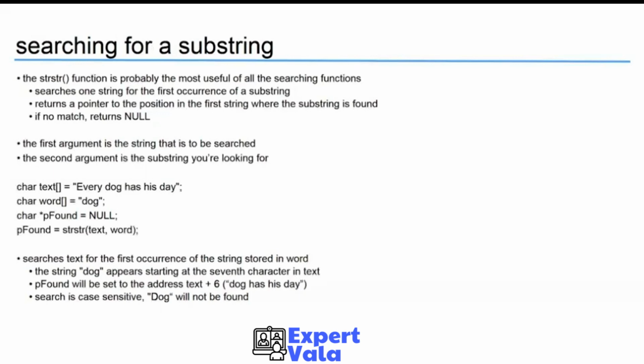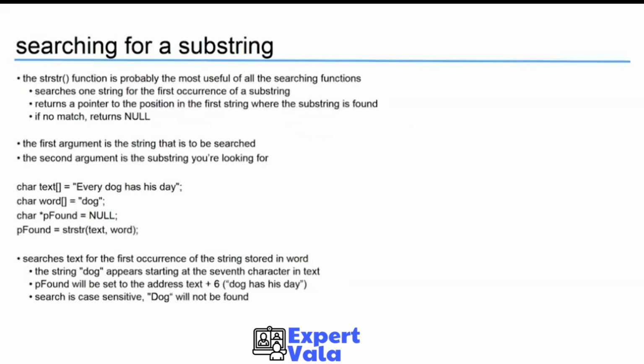So p found is going to be dog has its day, and also be careful because the search is case sensitive. If you actually provided a capital dog, you are not going to find anything. It's only going to look for the correct case, but this is used to find substrings in strings, very useful because a lot of times in programs you are going to say something like this string inside this string. It's almost similar to grep if you have ever used grep on Linux. I hope this makes sense.